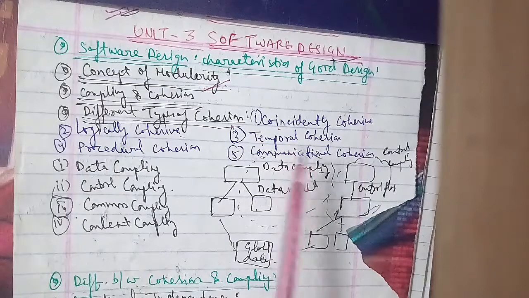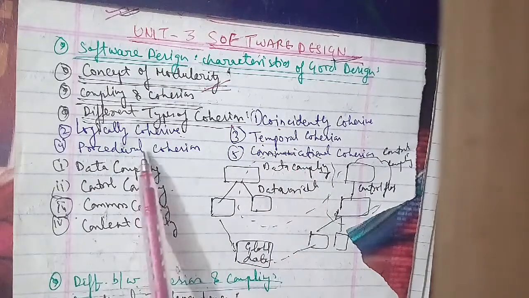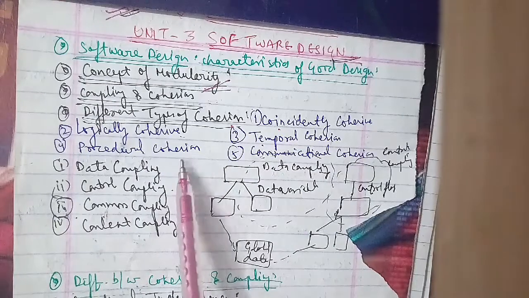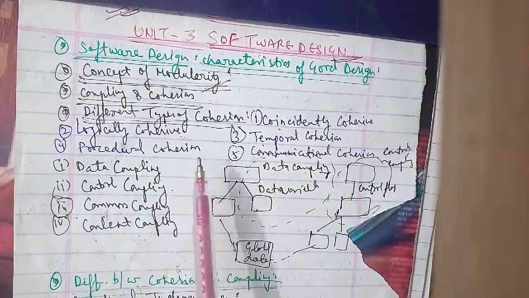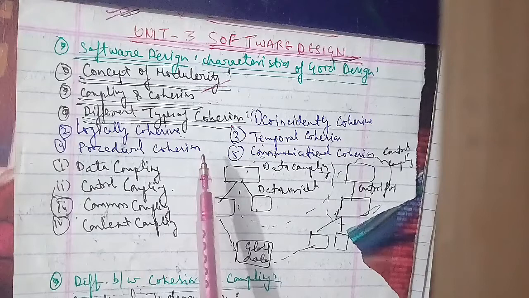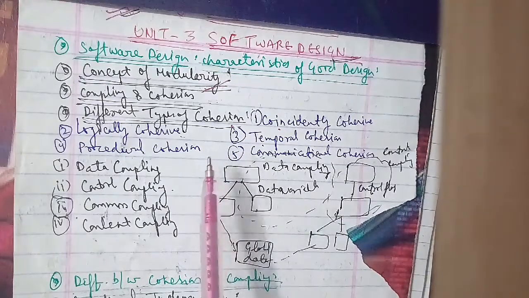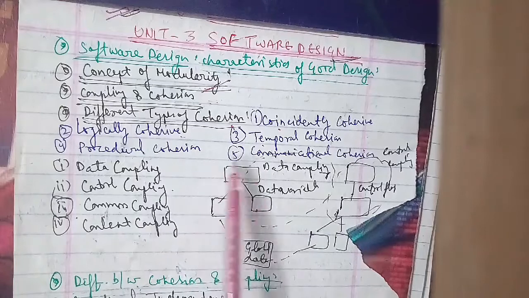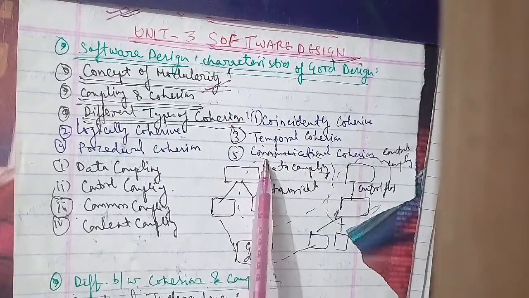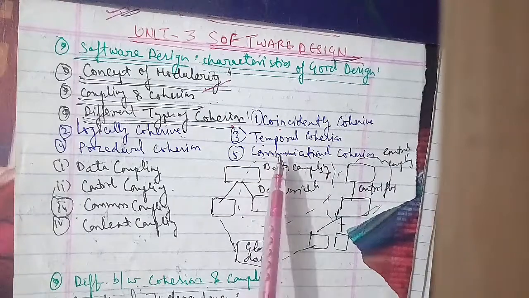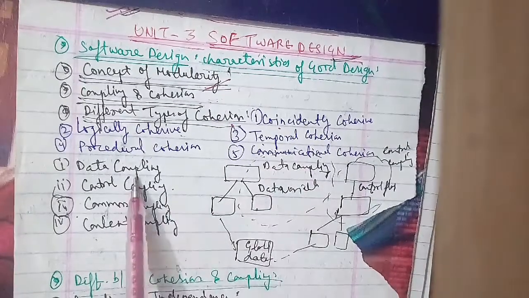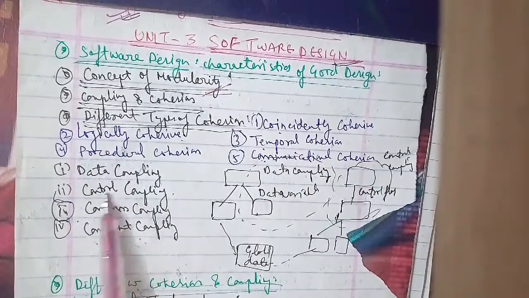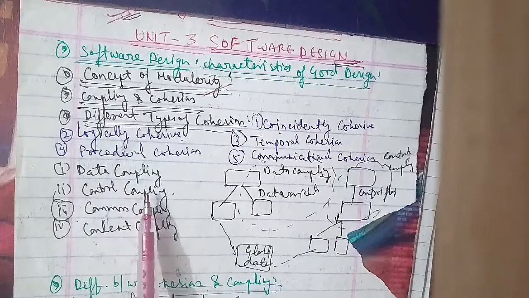The other is communicational cohesion. When the processing elements of a module share the data, such a module is communicational cohesive. Now for coupling, the first is data coupling. Data coupling is possible by parameter passing or data interaction. This is divided further, and the control flag part forms control coupling.